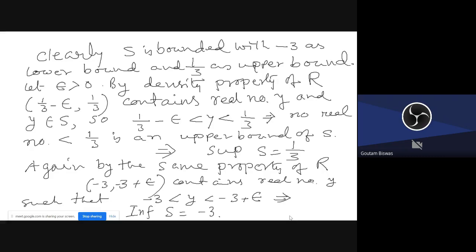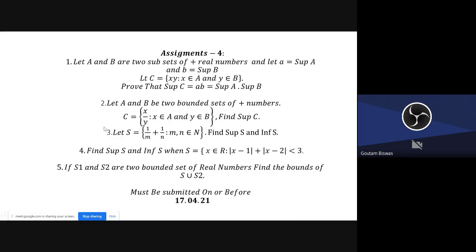I have given you some assignments. Let A and B be two subsets of positive real numbers, and let A is equal to supremum A and B is equal to supremum B. Let C be equal to this; there is a spelling mistake, I'll correct it and send it. So prove that supremum C is equal to A into B, that is supremum A into supremum B.